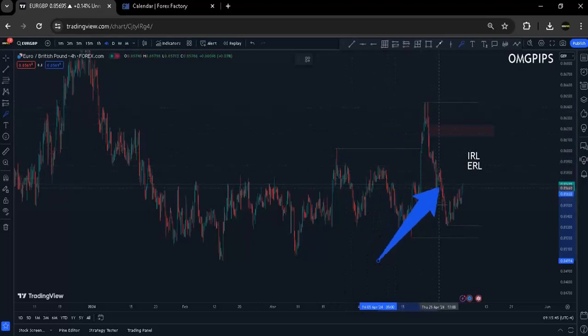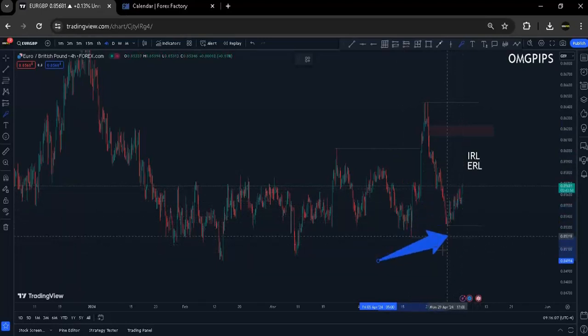And after shooting up, it started crashing. Why was it crashing? If it's crashing, then it means it's coming to take out external range liquidity or some internal range liquidity. And in this case, when it started crashing down, when it reached this point, it started reversing, going up. Why is it reversing, going up? Why is it not taking this sell side liquidity? Why is it going up?